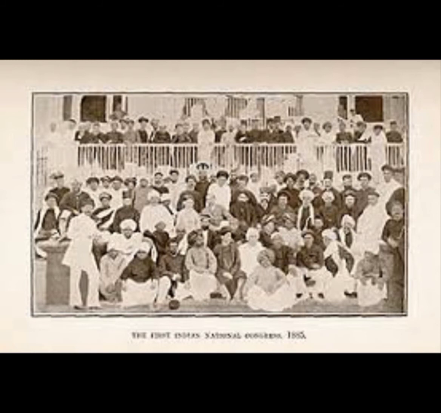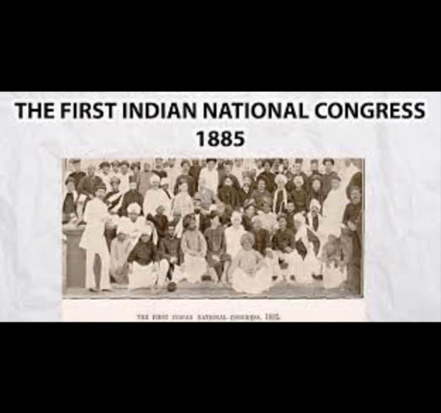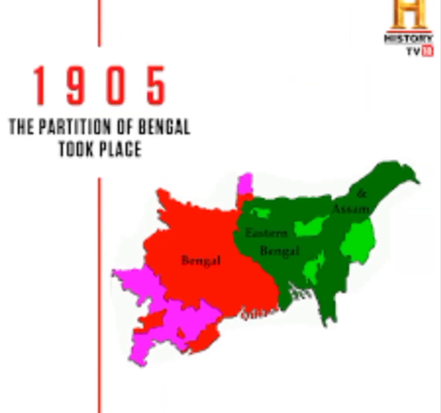Because if I make a group in class, you are very strong. But if I divide you into different groups, then the strength of the unity will be reduced when you are in different groups. The British did the same thing. They thought that a divided state would weaken the nationalist movement in Bengal. So they partitioned Bengal in 1905.